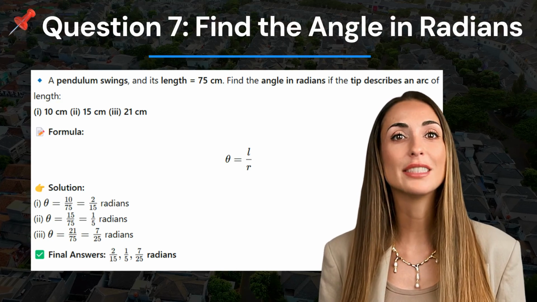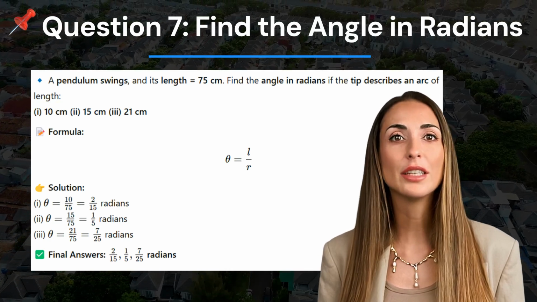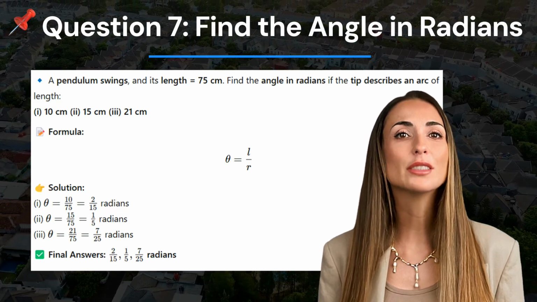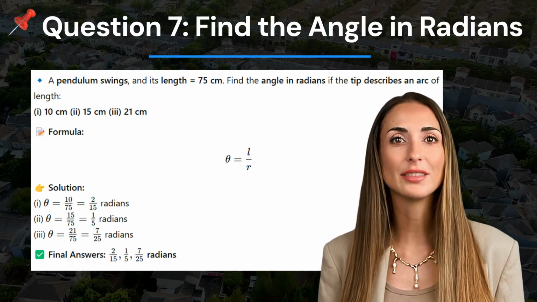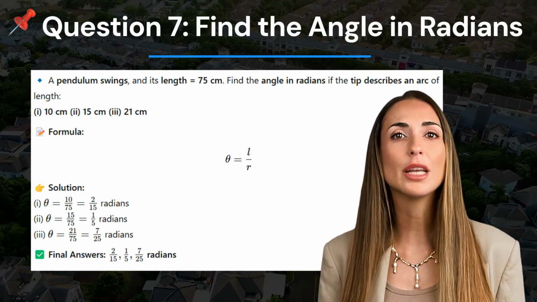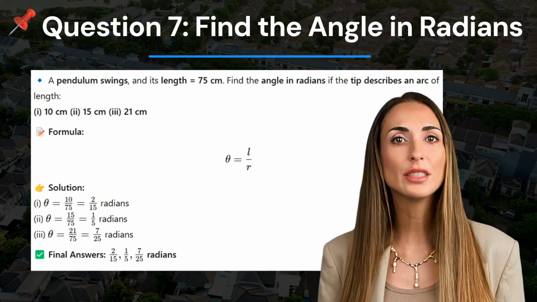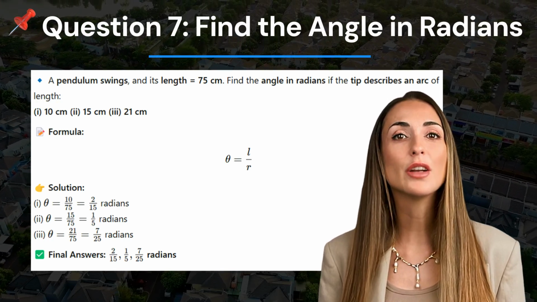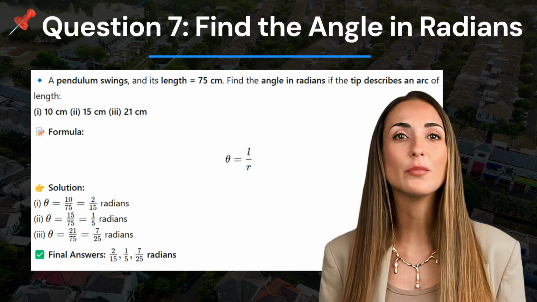Second question: L equal to 15 centimeters. So we get theta equal to 15 by 75 radian. By further simplification, theta is equal to 1 by 5 radian. Third question: L equal to 21 centimeters. So we get theta is equal to 21 by 75 radian. By further simplification, theta is equal to 7 by 25 radian.